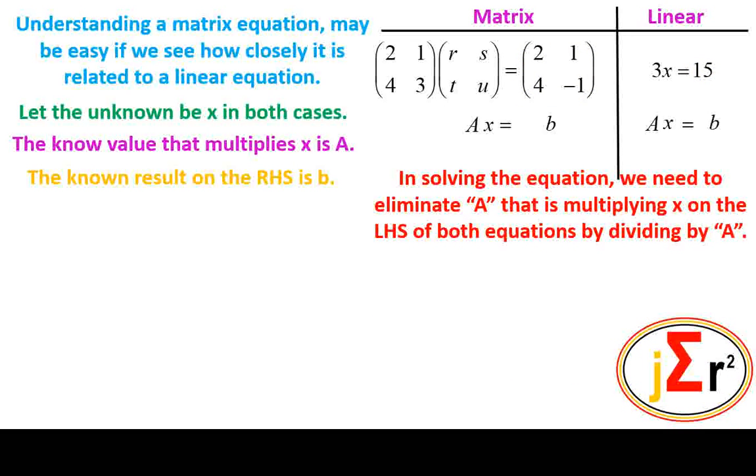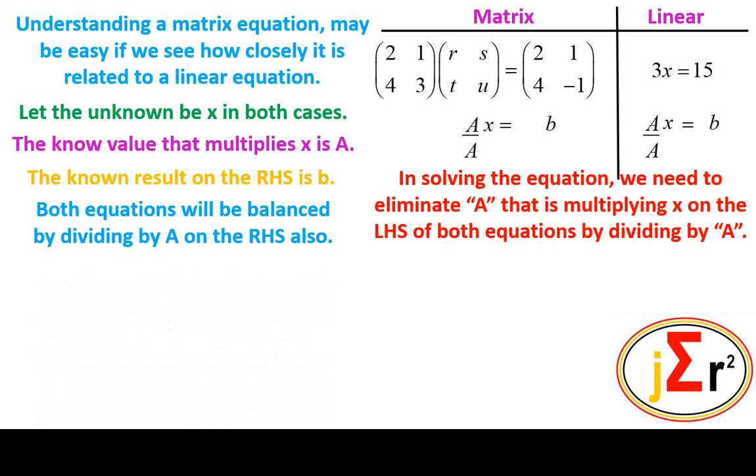In solving the equation, we need to eliminate a, that is multiplying x, on the left hand side of both equations. And we need to do that by dividing by a. We divide by a on that left hand side to eliminate the a that we have multiplying the unknown. We also need both equations to be balanced, and that will be achieved by dividing by a on the right hand side of each equation also.